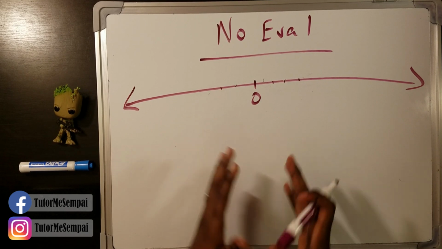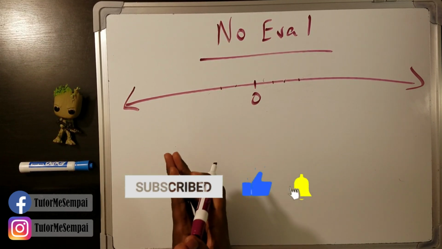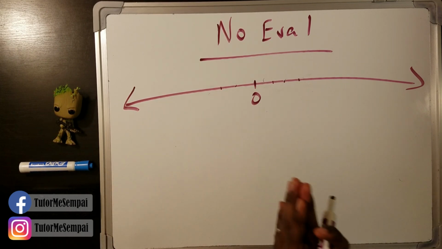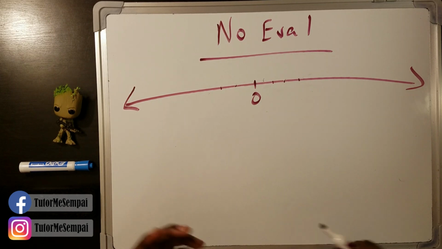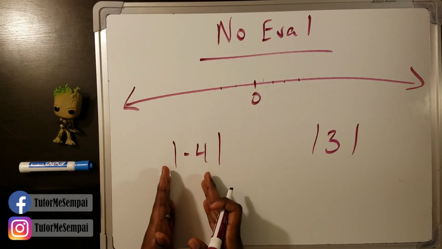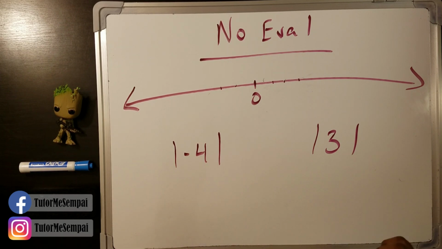I call this method the no eval method, because we're not going to try to find out what the absolute value of any absolute value is. We're just going to use the definition of the absolute value and our number line. So let's say we had these 2 absolute values, the absolute value of negative 4 and the absolute value of 3. We want to compare them without evaluating them.